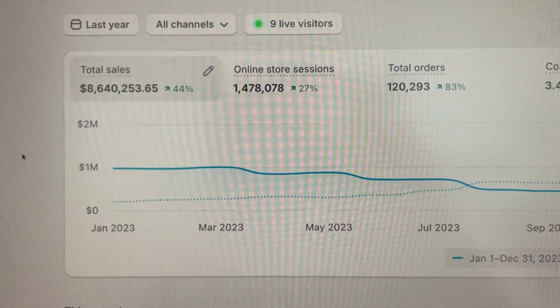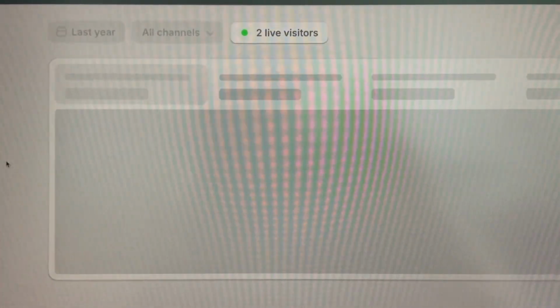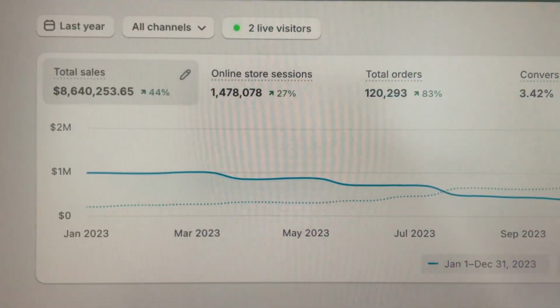And before we dive in, just a quick refresh for you guys to see that last year we did in fact generate $8.6 million in revenue. Wait for this to load up, and there you go.